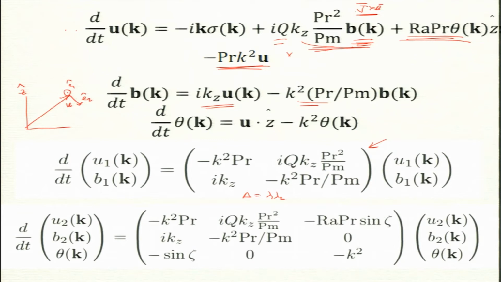So, U1 B1 and U2 B2 theta are decoupled. So, it turns out because of this structure of the equation, it decouples. So, it is in fact not 5 by 5, there is a 2 by 2 block and 3 by 3 block. So, in some sense, if you like, the B1 and U1 component, these components along E1 direction, they are waves, they are not affected by temperature.